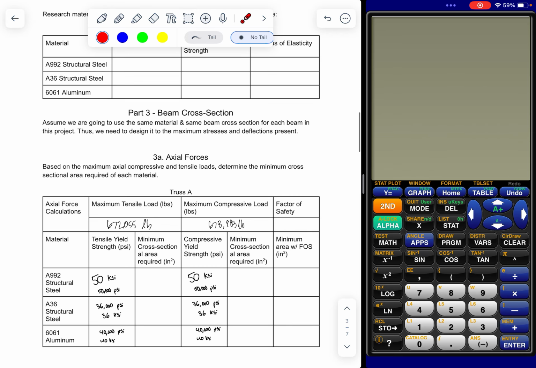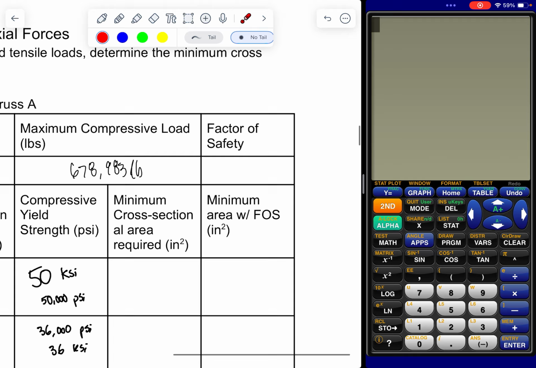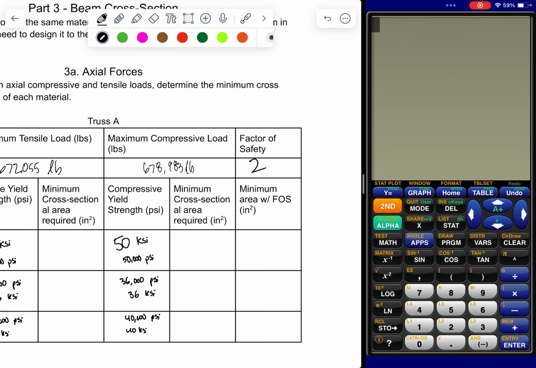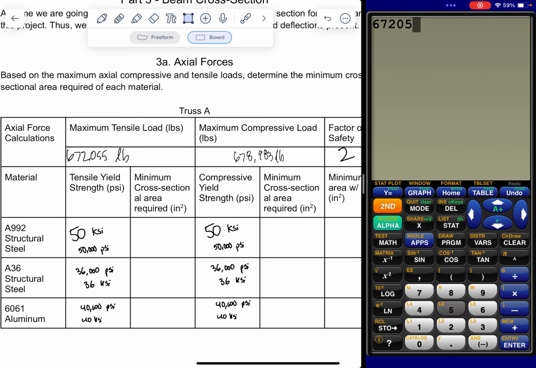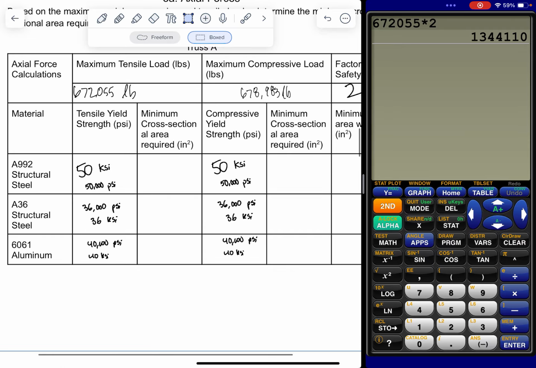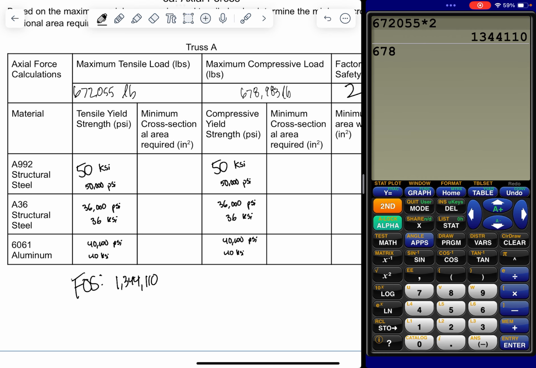So if the theoretical max load that our truss is going to feel is 672,000 pounds, and the factor of safety is 2, it means I've got to design it for twice that. In other words, the maximum load it really needs is 672,055 times 2, which is 1,344,110. I'll write this down here. With factor of safety, it needs to be 1,344,110. And very similar for the compressive load, 678,983 times 2, is 1,357,966 pounds.